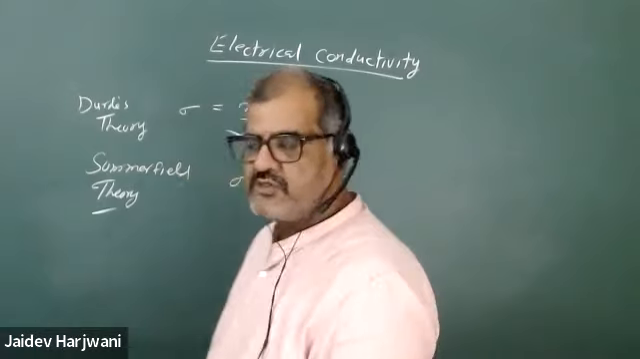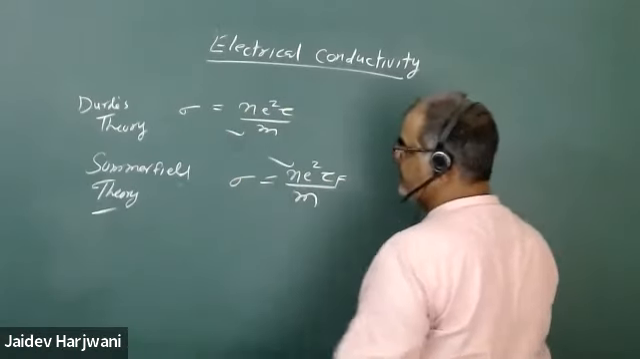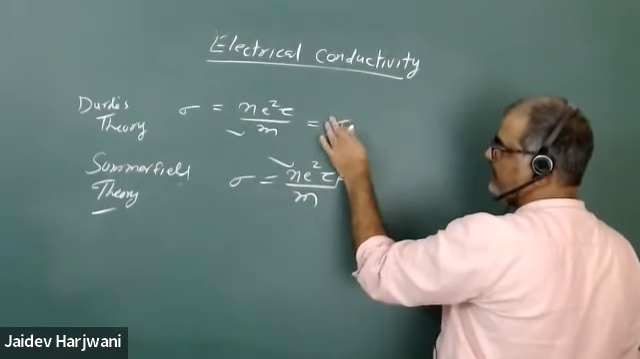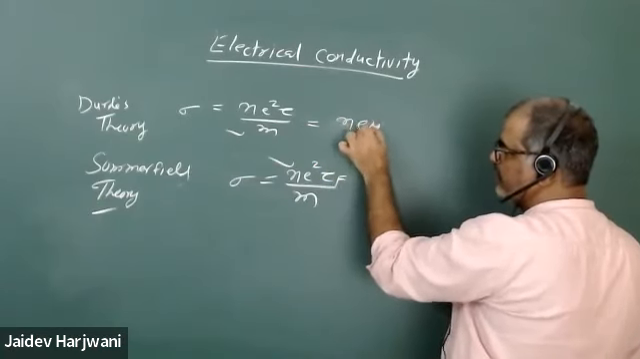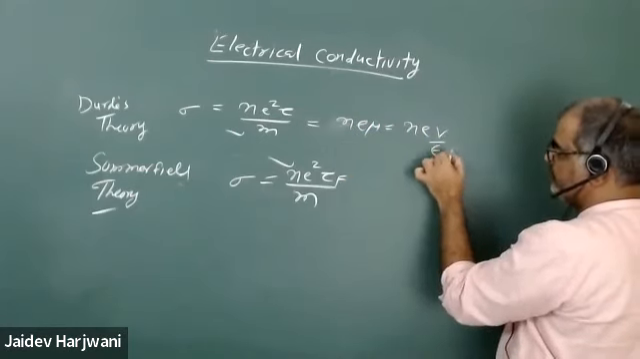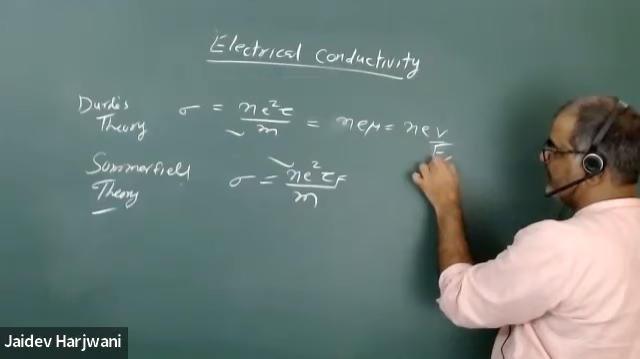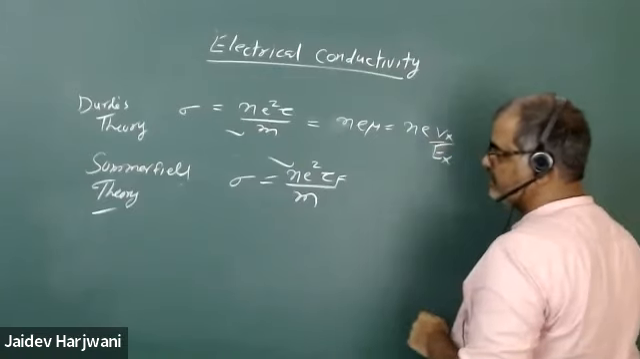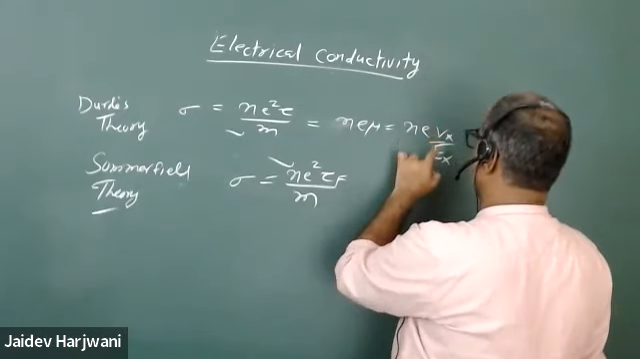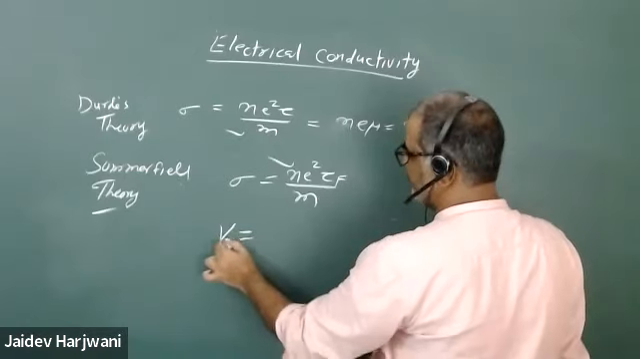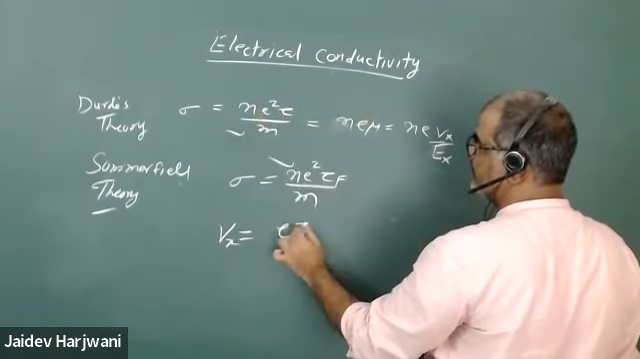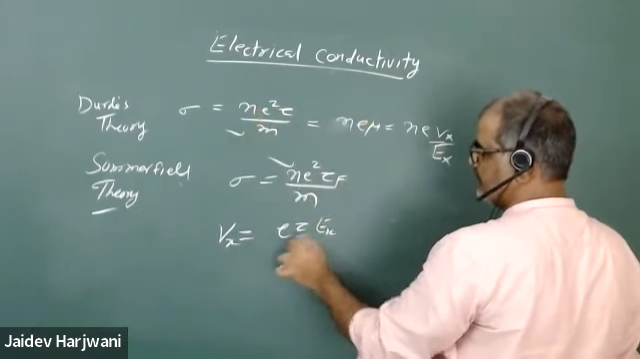Why are we doing so? Because we know that conductivity is sigma equals ne² tau upon m, and that is equal to sigma equals ne mu. Mu is the velocity v by the electric field, v_x by E_x. So if I want to write the expression for velocity, ne cancels, and I am left with e tau E_x upon m.